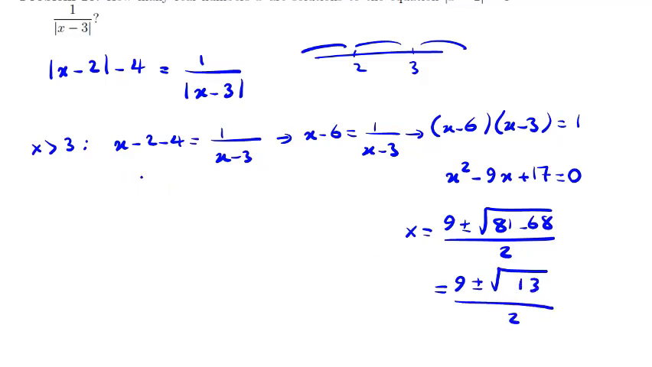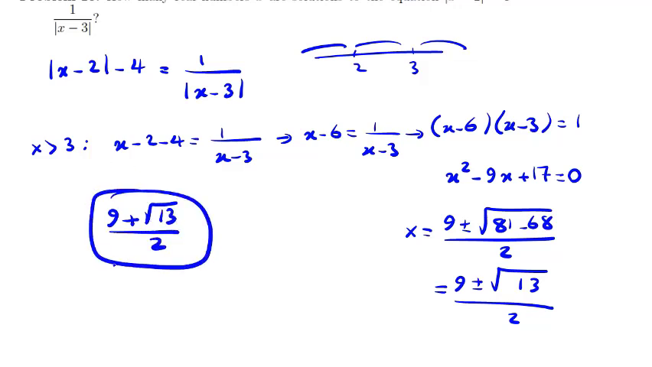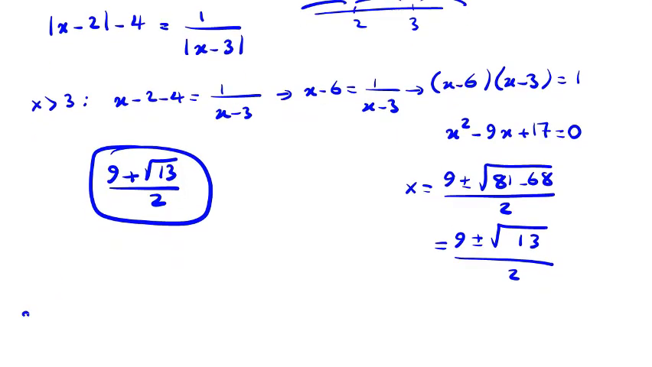It should be greater than 3. Root 13 is 3 point something, and 9 minus that is 5 point something, around 5 over 2, 2.5. It is not greater than 3, and you can easily prove it with inequality, but 9 plus this is okay. So the first answer is 9 plus root 13 over 2. One answer here. We should find the number of answers. If x is between 2 and 3, greater than 2, less than 3.